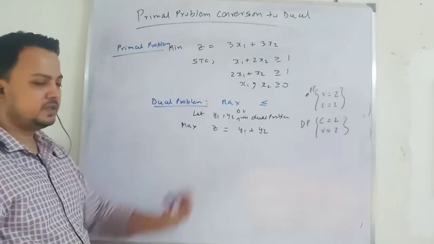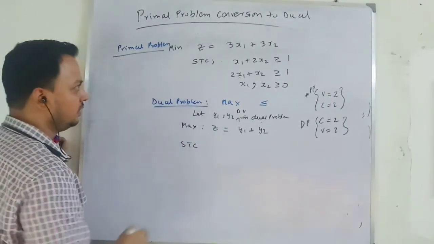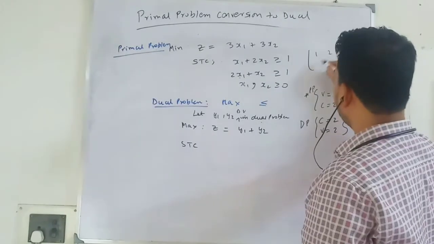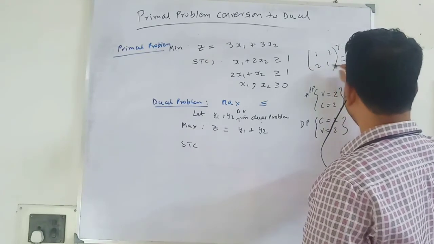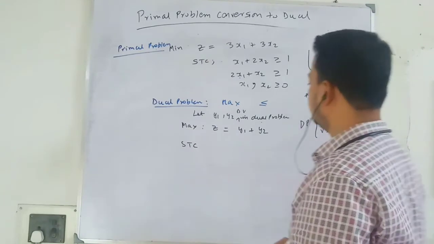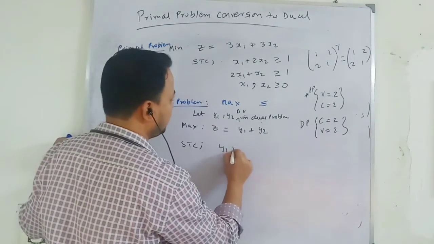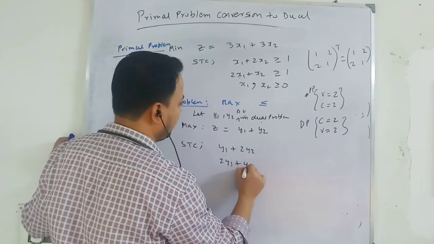Okay. So this is the setup subject to constraint. Now you have to take the transpose of this matrix. What you have? 1 2 2 1. Take the transpose. It will be 1 2 2 1. Right. So subject to constraint, it will be what? y1 plus 2y2 and it will be 2y1 plus y2.